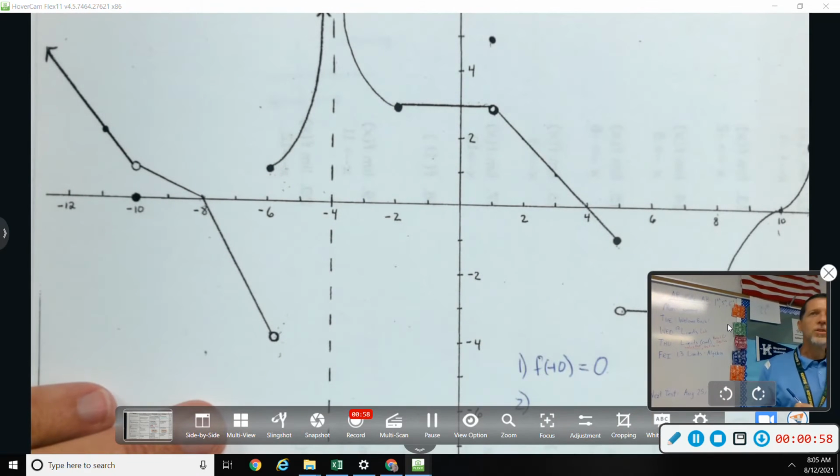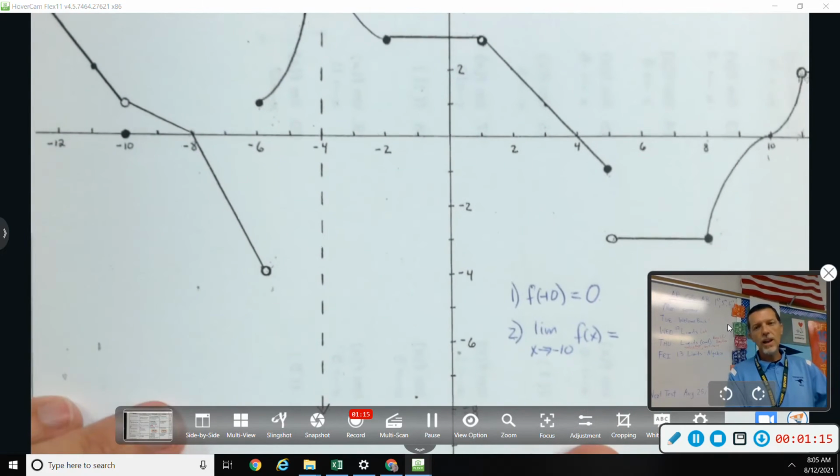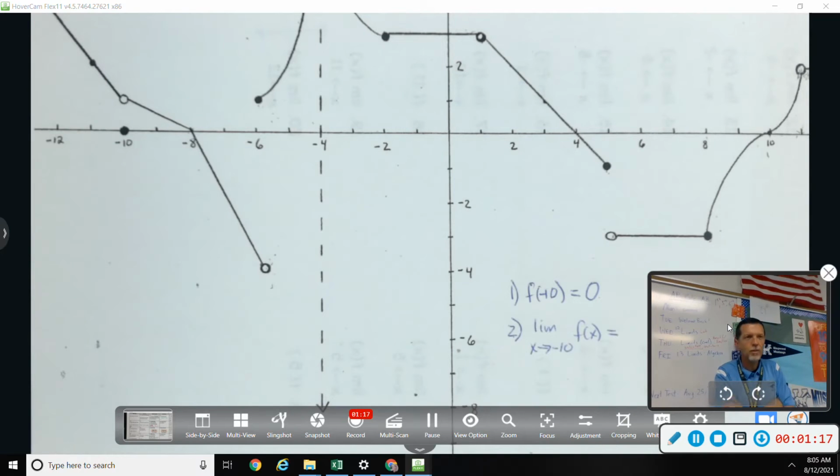But question number 2, by the way, you don't have to write these down. These are on the back, so you could look at the back and just use the graph up here. Question number 2 is the limit as x approaches negative 10. So not what happens at negative 10, but what happens really close to negative 10. So what's the answer to the limit at negative 10?